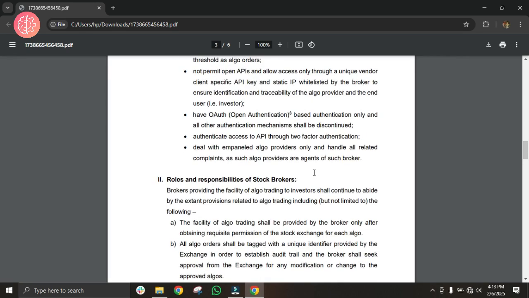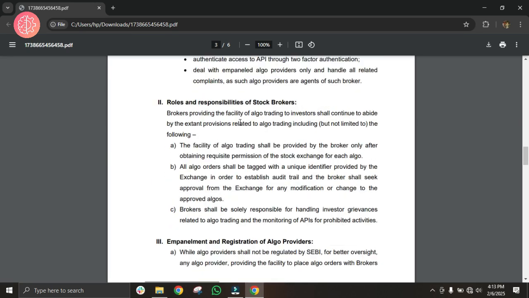Now another set of rules that have been implemented is that brokers can now provide algo facilities to traders and investors and so on. So SEBI is now defining that if a broker wants to provide any sort of algo facilities, they basically have to go for an exchange approval. Again, the orders have to be tagged, and they have to basically be responsible to handle any kind of grievances that may arise from these kind of broker created algo platforms.